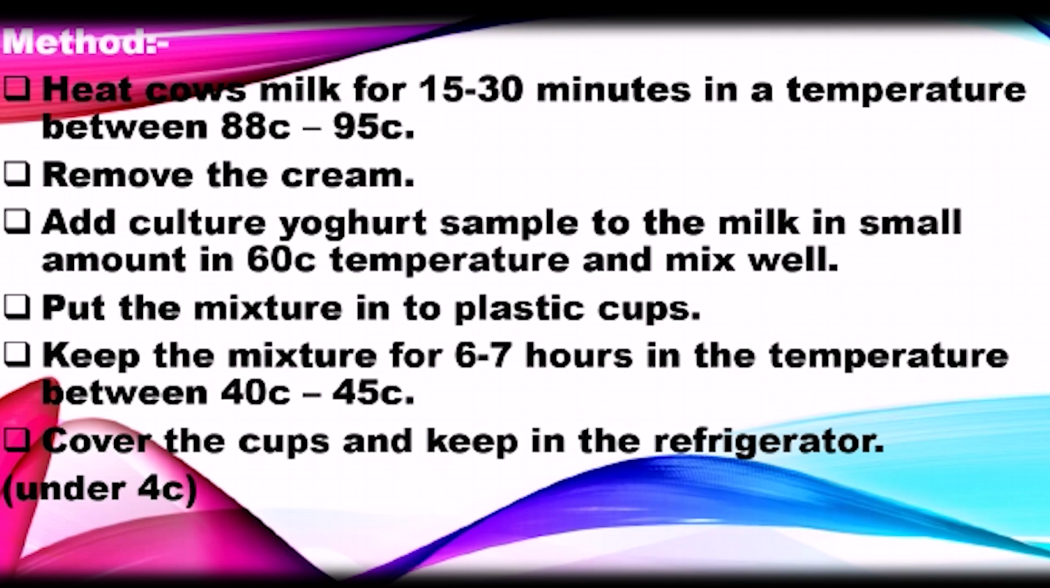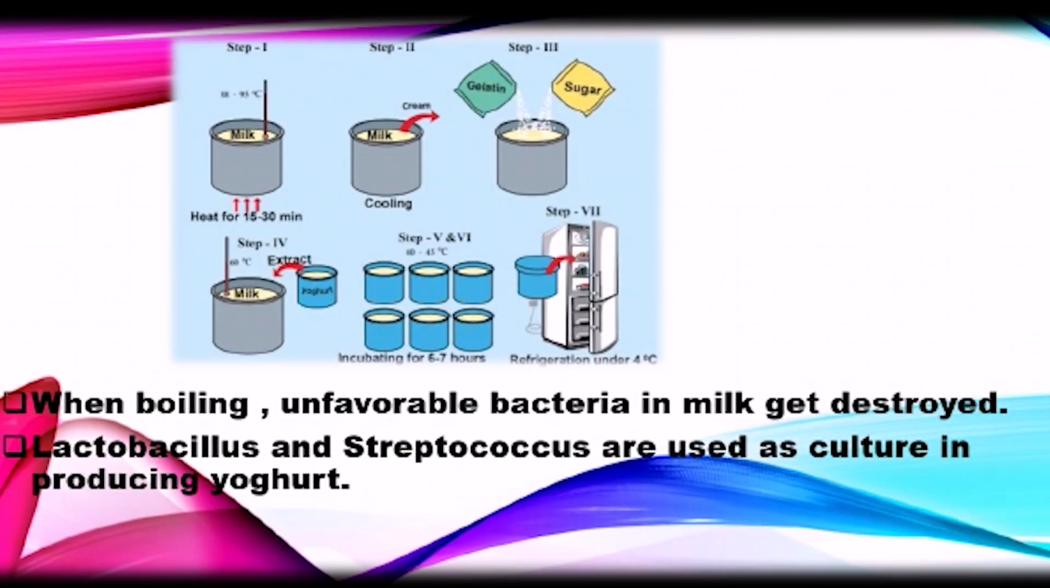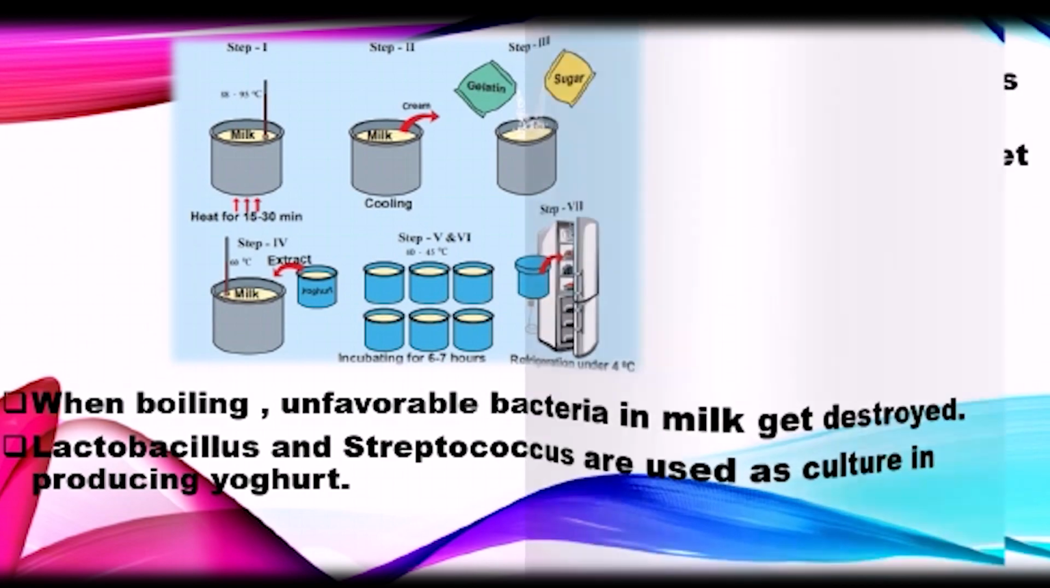Next, put the mixture into the plastic cups and keep the mixture for 6 to 7 hours in the temperature between 40 Celsius to 45 Celsius. Finally, cover the cups and keep in the refrigerator under 4 Celsius. When boiling, unfavorable bacteria in milk get destroyed. Lactobacillus and Streptococcus are used as culture in producing yogurt.